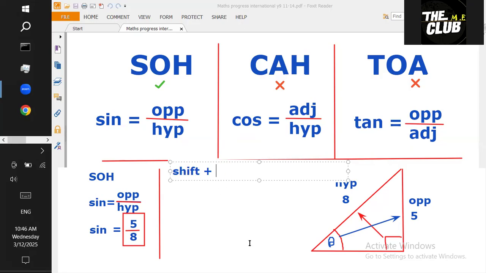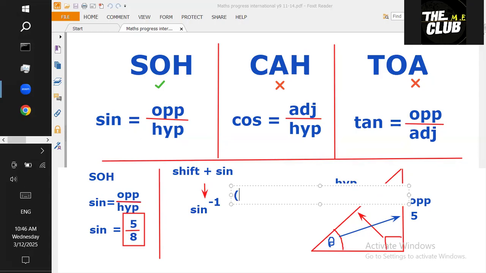So shift plus sine, which is the ratio that I'm using here, and then you push equals, or sometimes you don't have to push equals. If you press shift and sine, the calculator will give you something called the inverse sine, sine with a power of -1. It's called the inverse sine or the inverse trigonometric ratio.